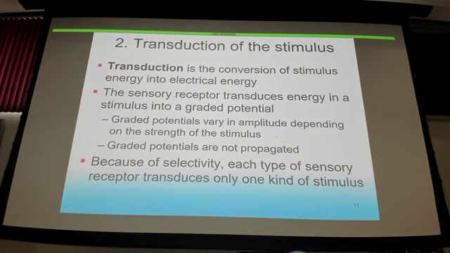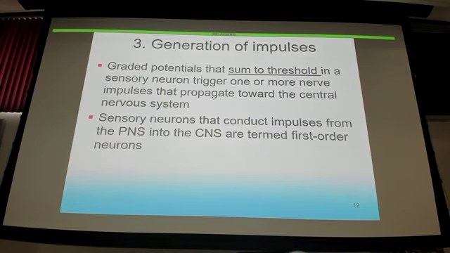So if you're selective for one type of sensory, you're only going to transduce one type of sensory. Now we want to look at it and say, well, how do we get an action potential? If the stimulus produces a large enough graded potential that sums to the threshold, negative 55, then you will trigger one or more nerve impulses to go down that axon.